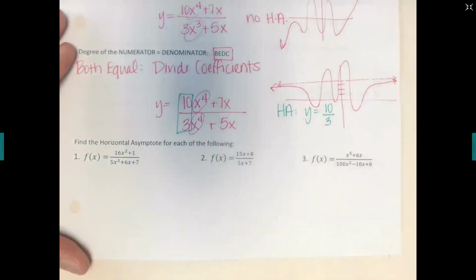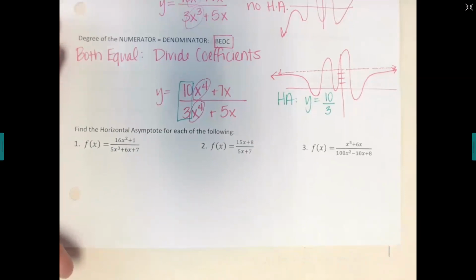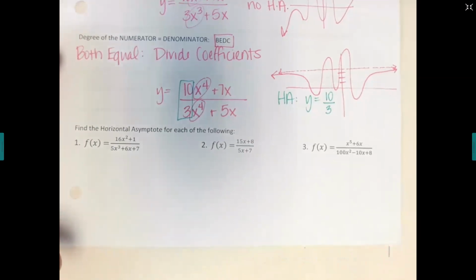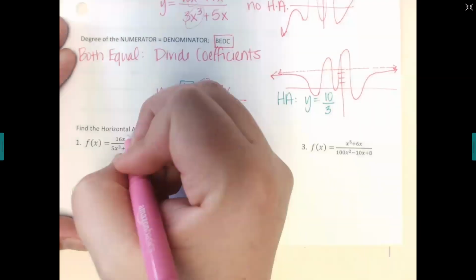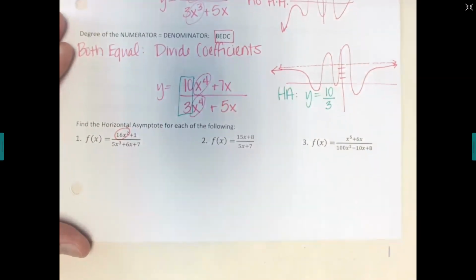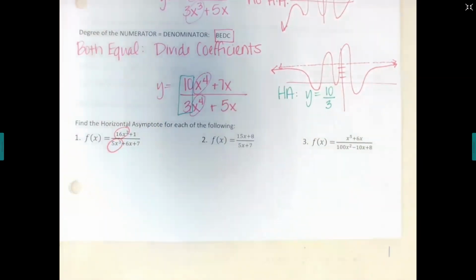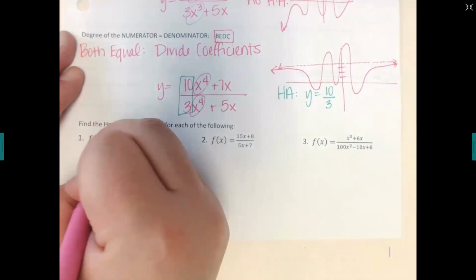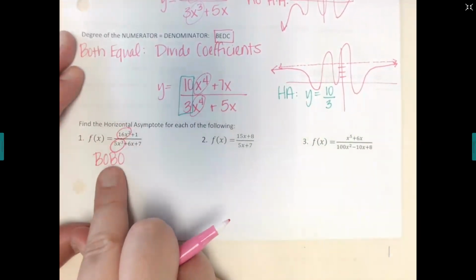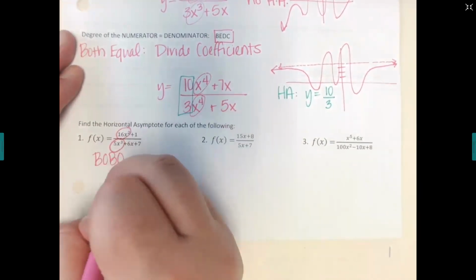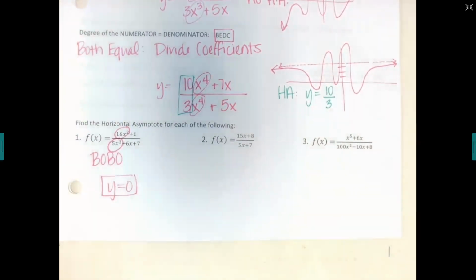Okay, so today, look at number 1. What is the highest power that you see on top? Power meaning exponent. 2. It's an x squared. What about the highest power on the bottom? x3. So then I would say, which of those is bigger? Is it a bigger power on top, bigger power on bottom, or is it a tie? That would be a BOBO then, right? And remember, that stands for bigger on bottom. The answer is 0. So y equals 0. And if you graphed it, your ends would be curving off towards the x-axis.